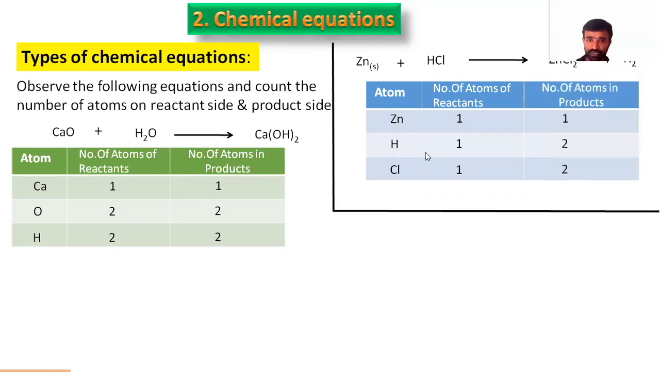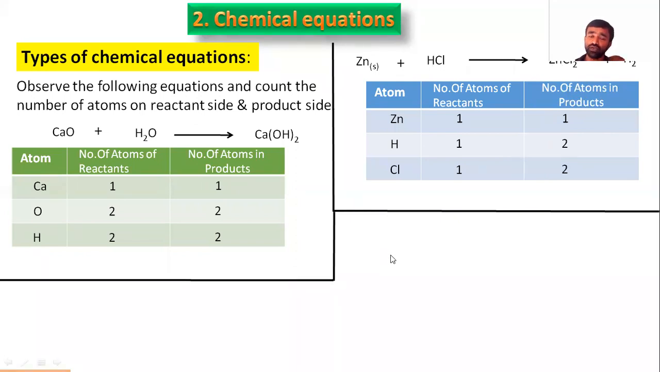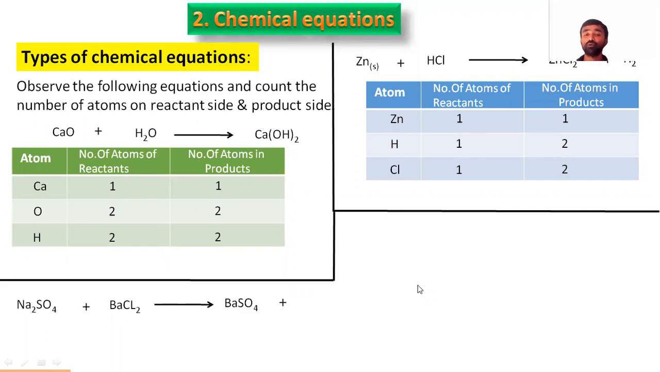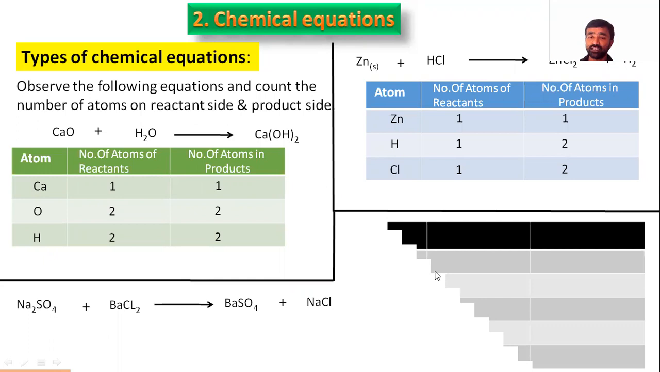Yes, clear. Then we will go for the third equation that is given in your activity 2. That is the reaction between sodium sulfate and barium chloride producing barium sulfate and sodium chloride. So this is the reaction. So I need a table to note down the count of individual atoms.